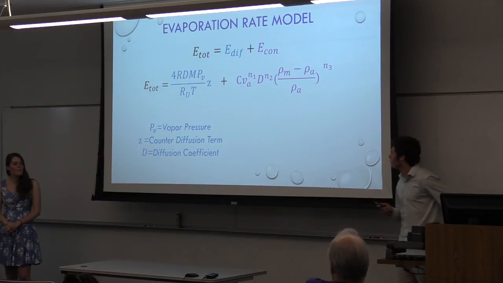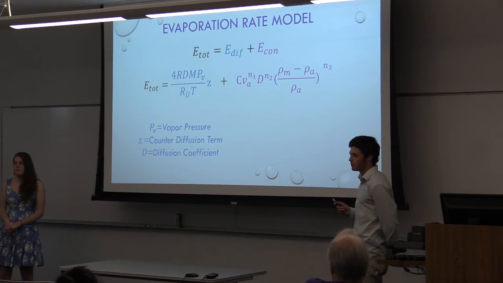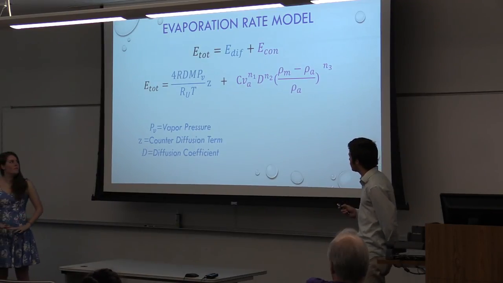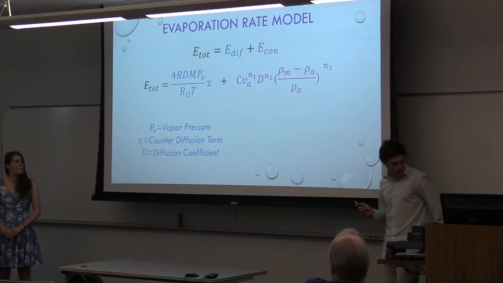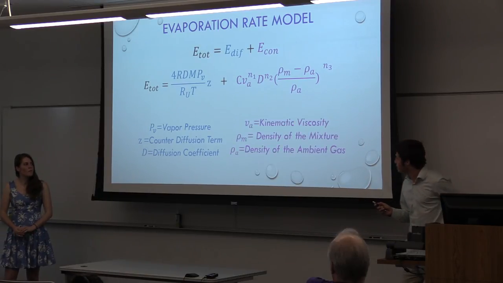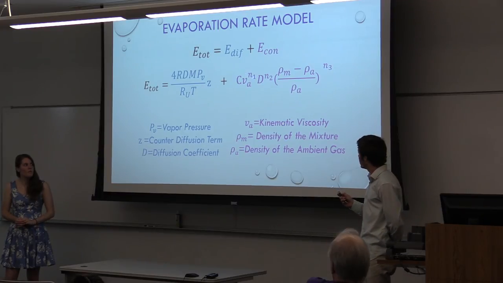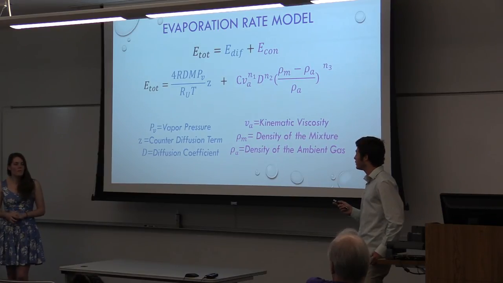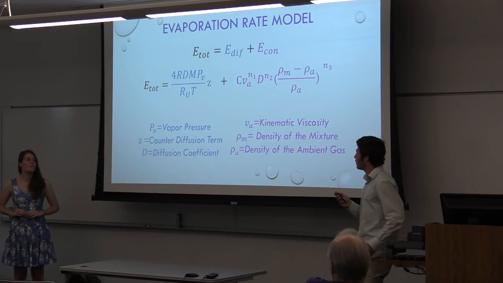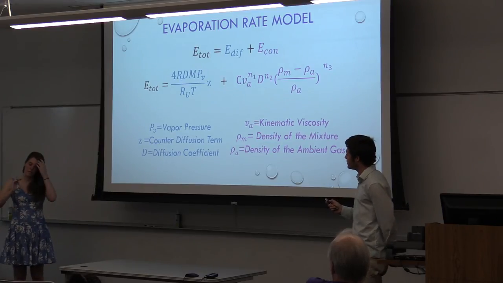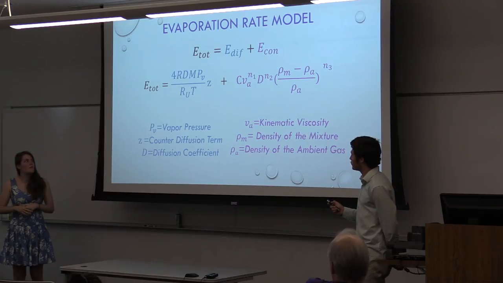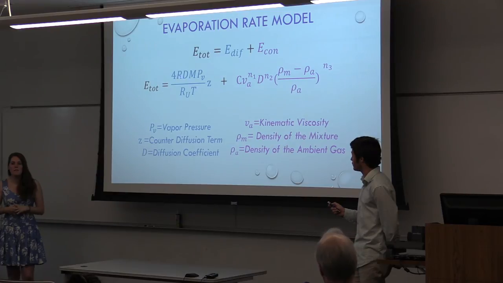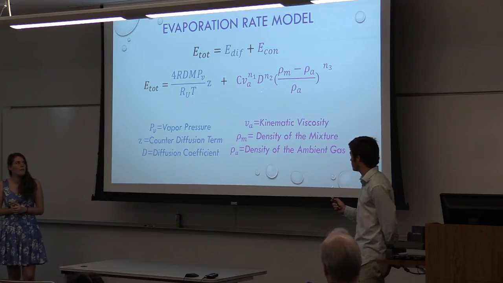But we also wanted to figure out what variables really affected convection. And so what we have here is the kinematic viscosity, the diffusion coefficient again, and the density difference, which is what we talked about in the last presentation as well as this one. Now, we believe that convection and diffusion have a coupling effect, and it's very evident in this equation when we see both the diffusion coefficient in the diffusion term for contribution for evaporation and the convection term for evaporation.